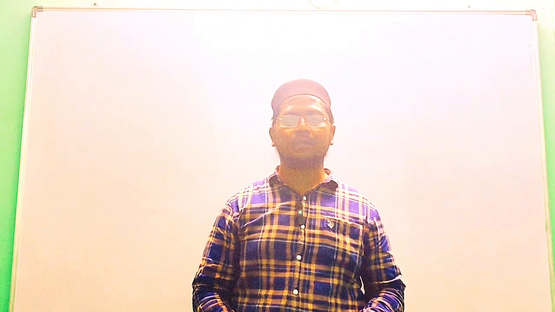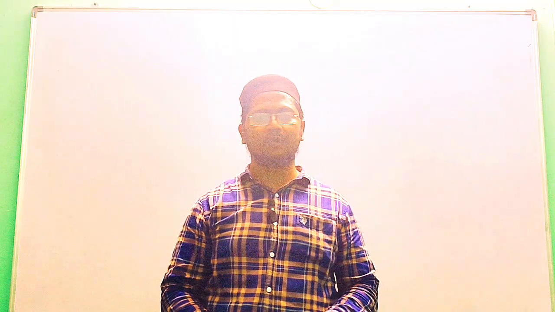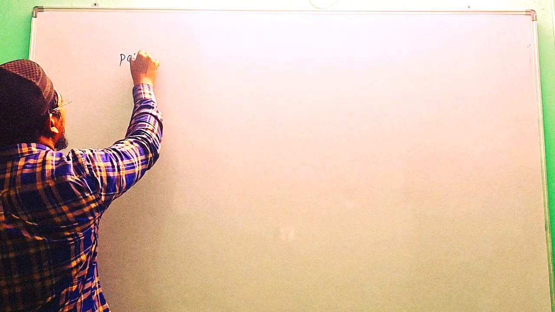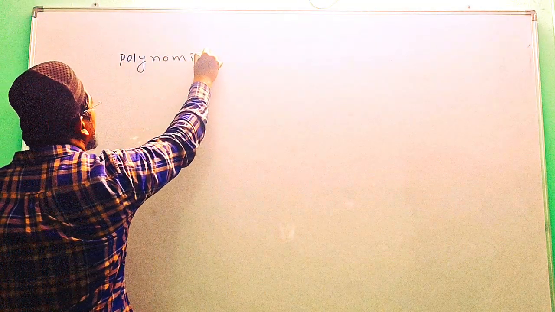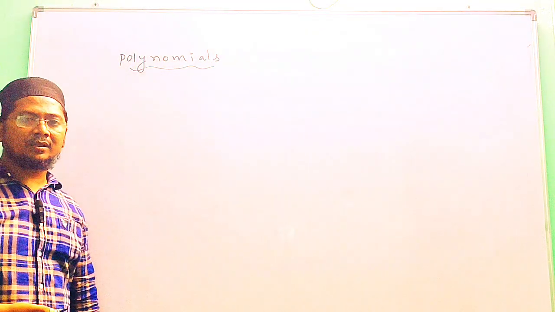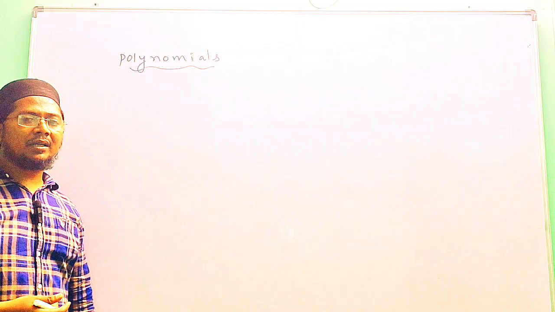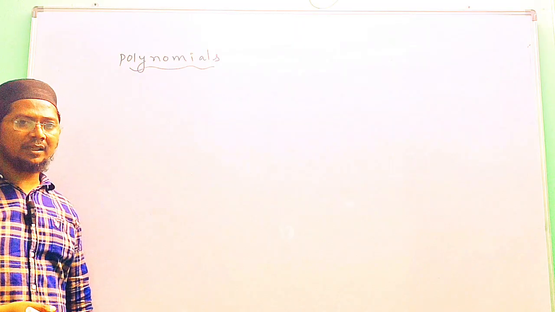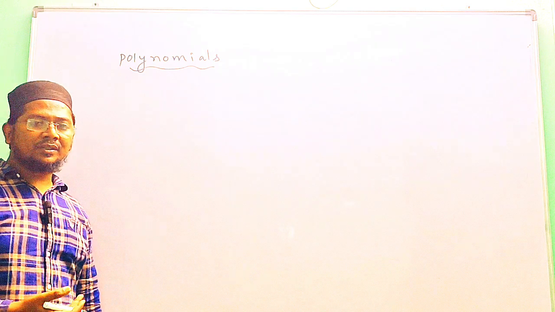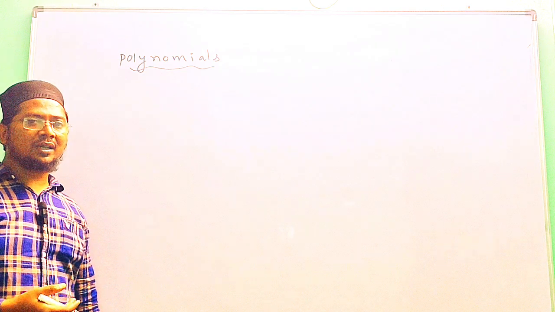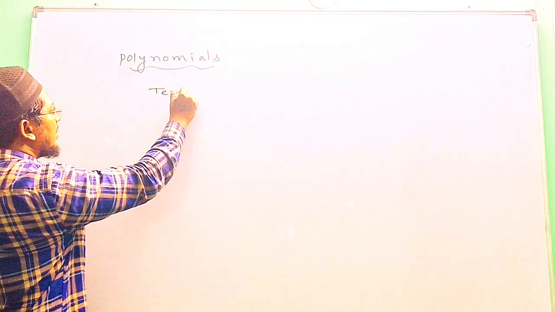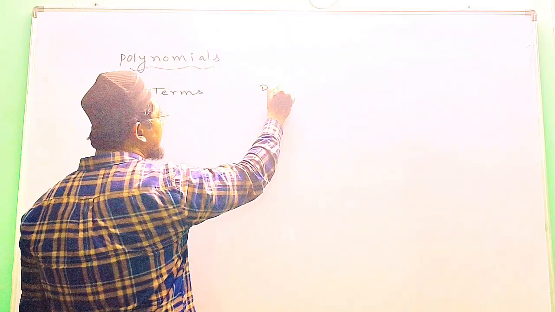Today I am going to explain polynomials, class 10, one of the important chapters. Polynomials. Poly means many, nomials means terms, many terms. A mathematical expression which contains many terms is known as a polynomial. Based on the terms and the degree, polynomials are of various types. First of all, we see based on the terms, and the second one based on the degrees.